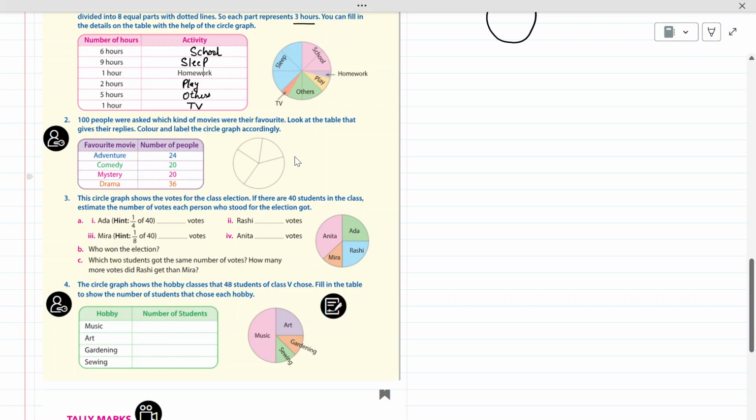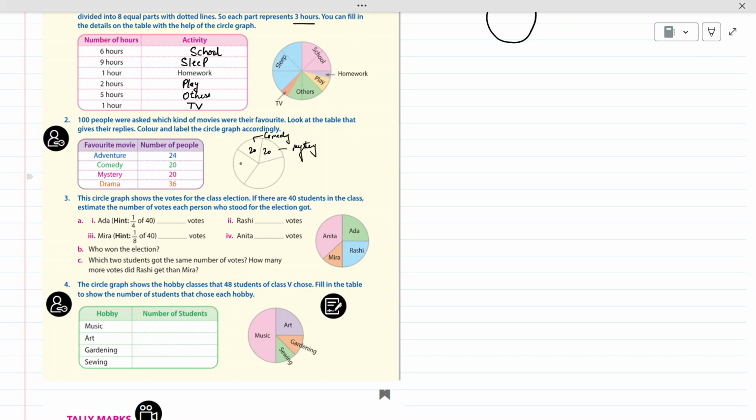So kids, looking into this, we can easily see that these two parts are equal. So they will represent 20 and 20. Right? So I'm just writing, you can fill in the colors in your books. This is comedy and this is mystery.